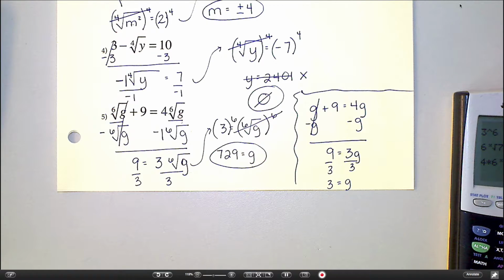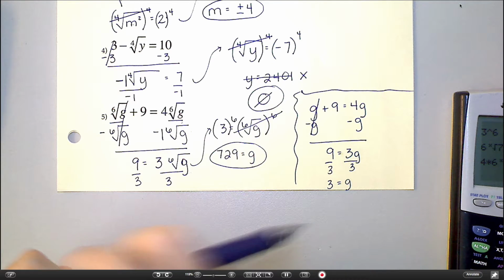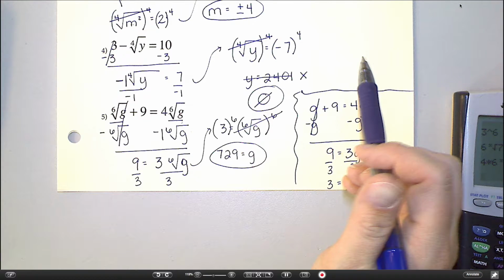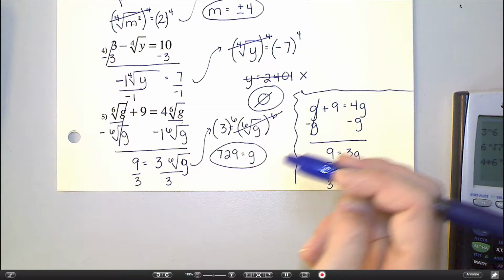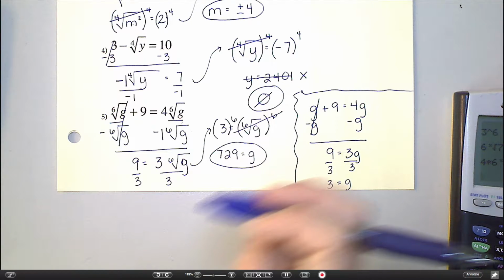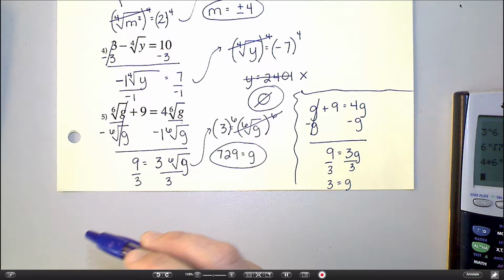Okay, that's really it for today. It's just solving with radicals, and remember you can undo a radical with a power. Just make sure to check for extraneous solutions. Now, the good math teacher in me says you should check every single one all the time, okay?